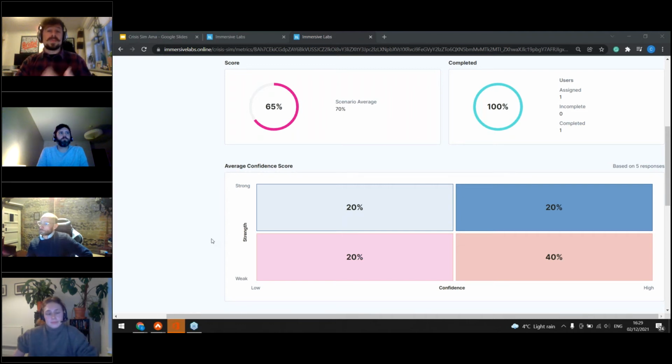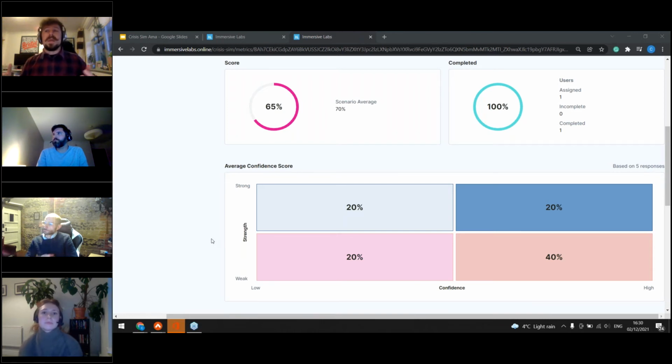We also track scores as we run through. With each of these options, we give them a rank from weak to great, as you've seen throughout this demonstration. And at the end of the scenario, those scores are collated to give you a snapshot of what people are scoring. In this case, we can see my participation, a version I completed earlier today: I scored 65%. The scenario average was 70%.